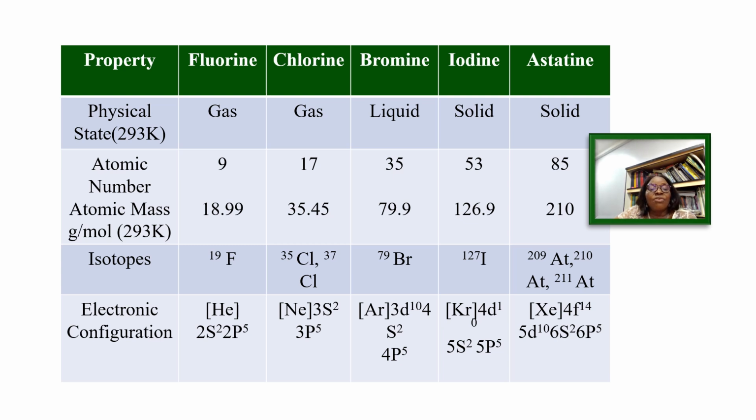The electronic configuration for fluorine is [He] 2s2 2p5. For chlorine, [Ne] 3s2 3p5. For bromine, [Ar] 3d10 4s2 4p5. For iodine, [Kr] 4d10 5s2 5p5. And for astatine, [Xe] 4f14 5d10 6s2 6p5.